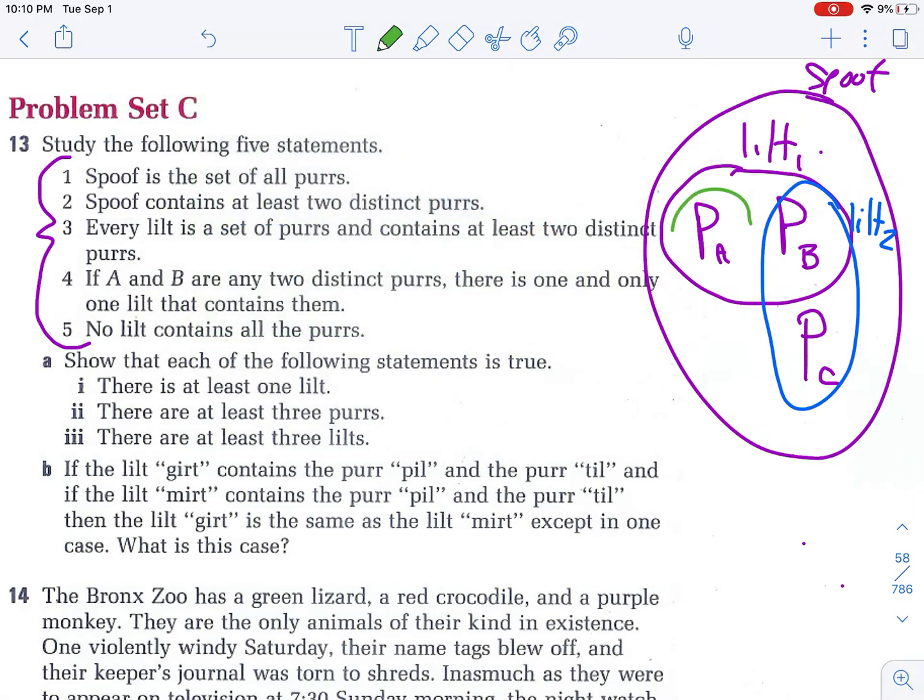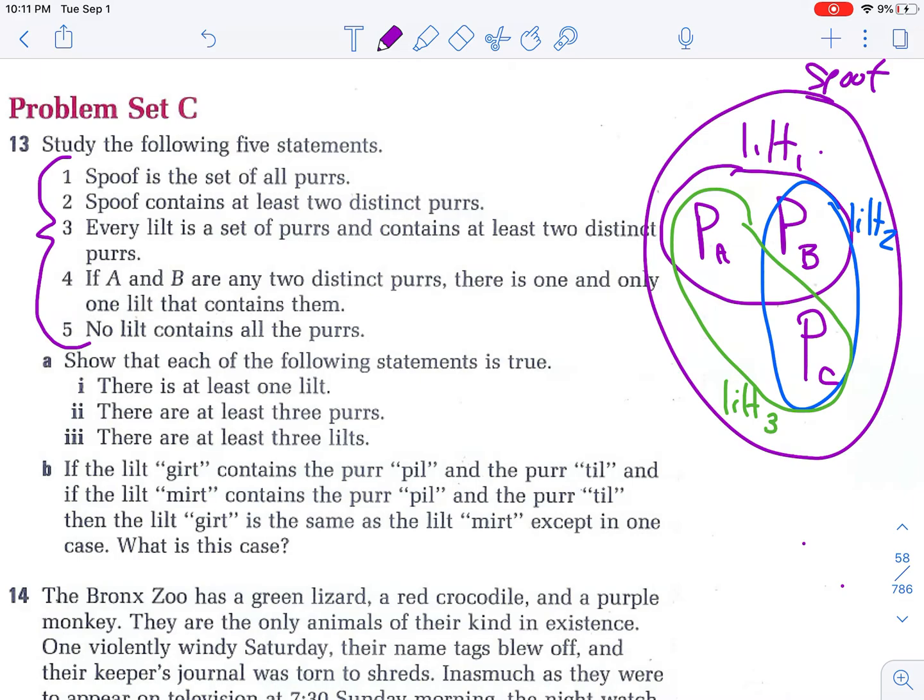I can also have lilt 3. So it contains at least 2 distinct purrs. If there are 2 distinct purrs, there's only one lilt that contains them. So I can't put another lilt around A and B or around B and C. And no lilt contains all the purrs. There we go. So there's not like a lilt around all 3 of them. Okay, so that's what it's saying.